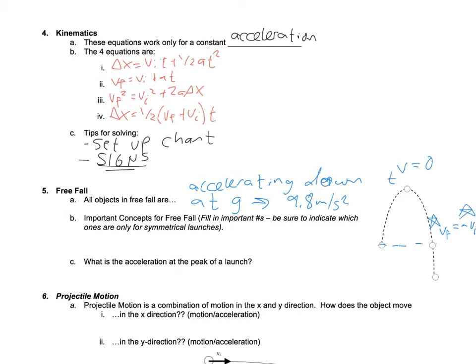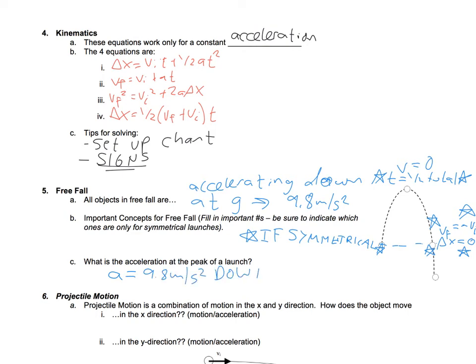We know the time at the peak is half the total. Again, that's going to be true if it's symmetrical. And if it returns to the same spot, its displacement is 0. Again, only if it's symmetrical. Last thing, what is the acceleration at the peak? Well, our acceleration is still equal to 9.8 meters per second squared down. That does not change just because you're at the peak. That is a common misconception, though.